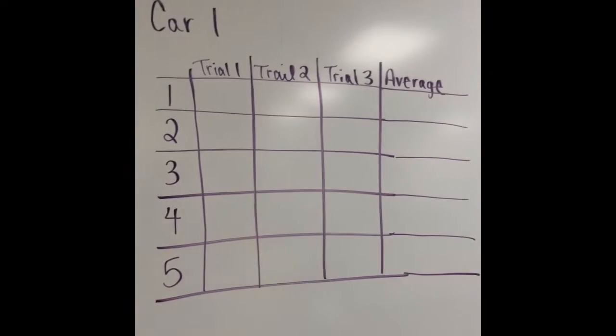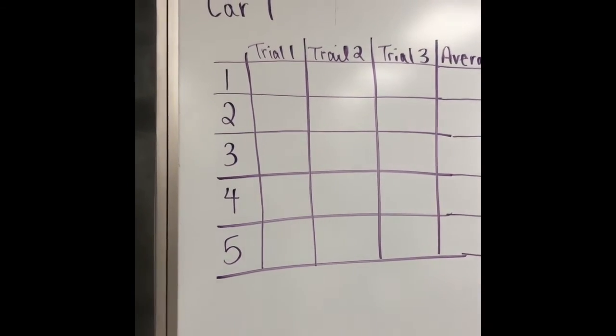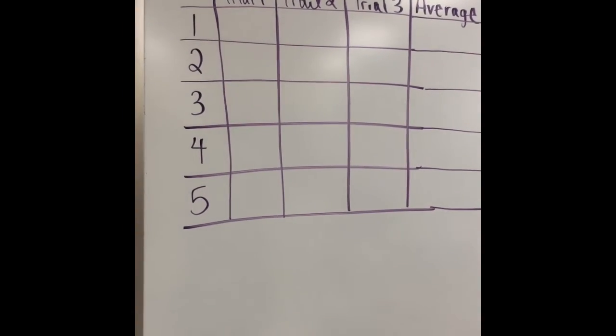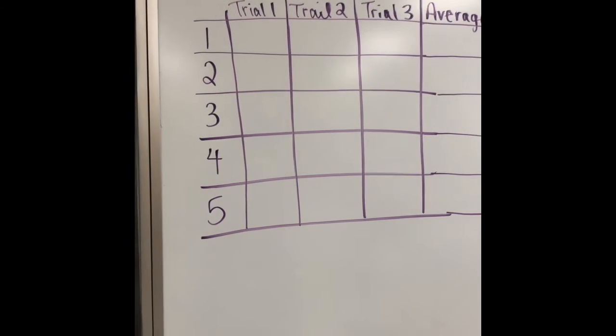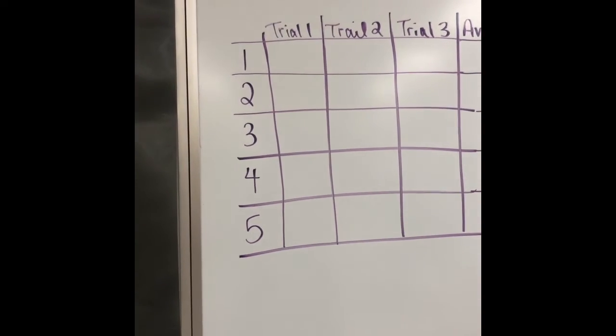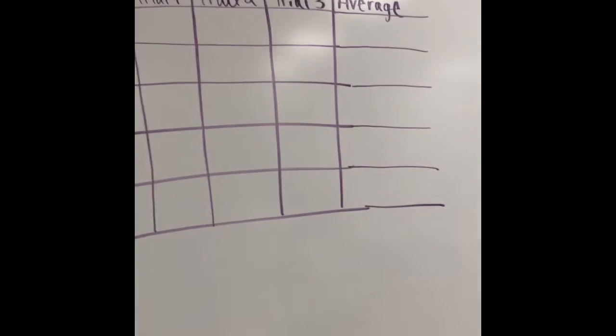I'm going to go up to the whiteboard and show you what your data table should look like today. You're going to need to make 2 data tables today, depending on what your variable is. So my variable was the car. So my first data table is for car 1. On my left side, making the rows, I have 1, 2, 3, 4, 5. That means the feet. So 1 foot, 2 foot, 3 foot. And then trial 1, 2, and 3. And then finally an average.